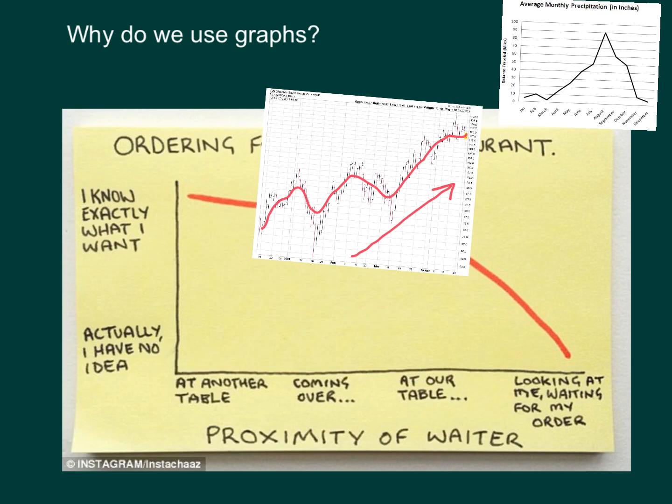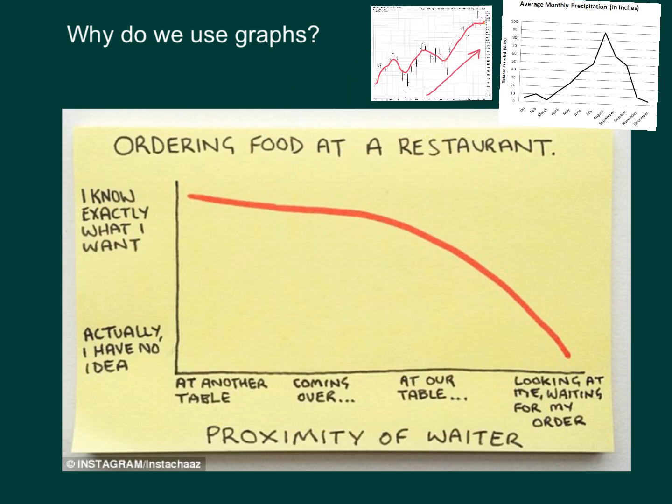And our next graph, which is kind of a funny one, is ordering at a food restaurant. On the y-axis, we have how certain you are of your food choice. And on the x-axis, we have the proximity of the waiter. And it's happened to all of us, where as soon as the waiter comes to your table, all of a sudden you don't really know what to order anymore.